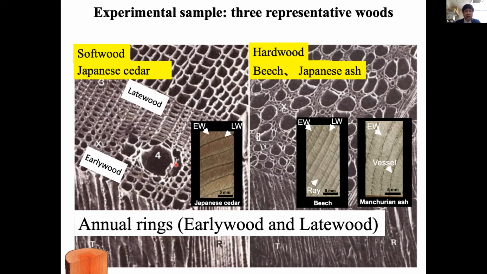Here, early wood is the part where the tree grows faster in the spring and summer seasons, so the cell wall is thin and large, thus the surface color is brighter. On the other hand, the late wood part is where the growth of the tree slows down. So the thickness of the cell wall becomes thinner and the color becomes darker. This repetition becomes the annual ring of the trees.